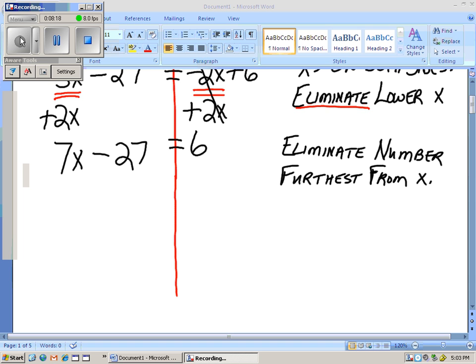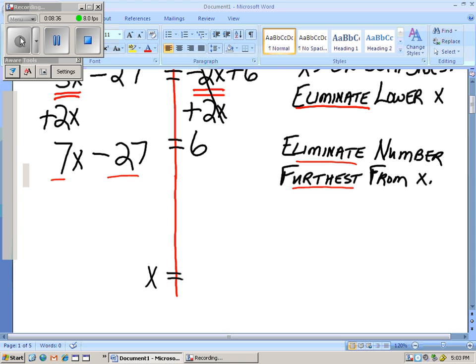Okay, what now? Well, I'm trying to get x alone. Remember, we want x alone on that side of the fence. And I got two numbers to get rid of. I got 7 and a negative 27, or minus 27 to get rid of. Which one do I get rid of first? Well, remember, we eliminate. I like the word eliminate. We eliminate the number furthest from the x. Which one's furthest from the x? This minus 27, because that 7 is right next to the x. So we're going to get rid of the minus 27 because it's furthest from the x.